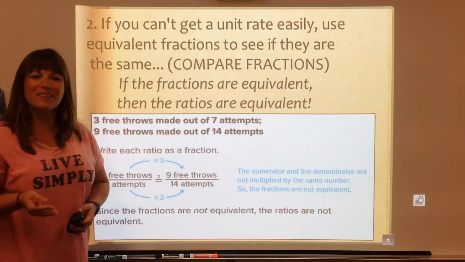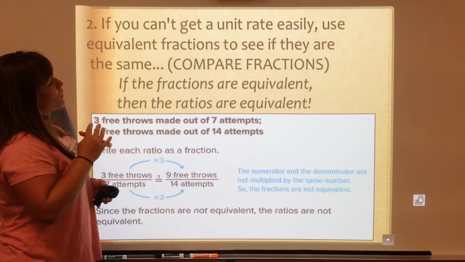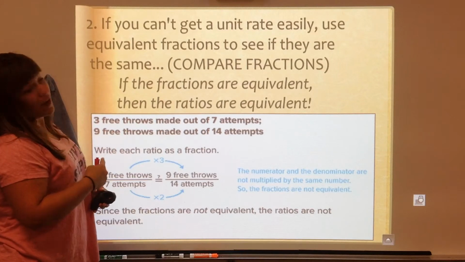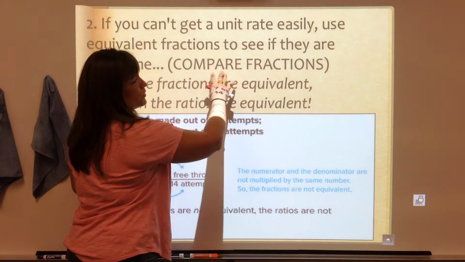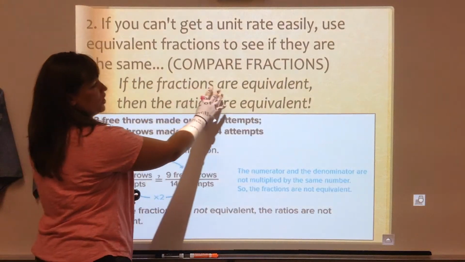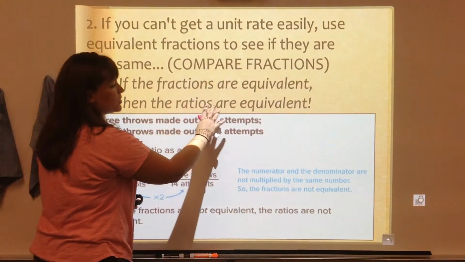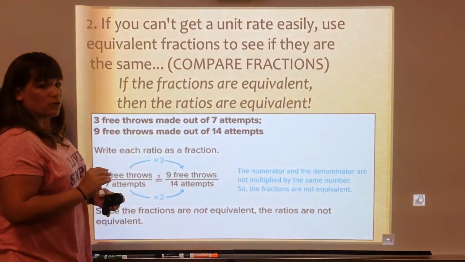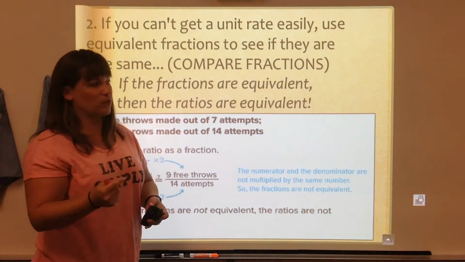Number 2, if you can't get a unit rate easily, if the numbers aren't really working for that way, you can find equivalent fractions to see if they're the same. So basically what you're doing is you're comparing fractions to see, and if the fractions are equivalent, similar to the other explanation, then the ratios are equivalent. So you're using equivalent fractions to prove that the equivalent rates are the same as well.